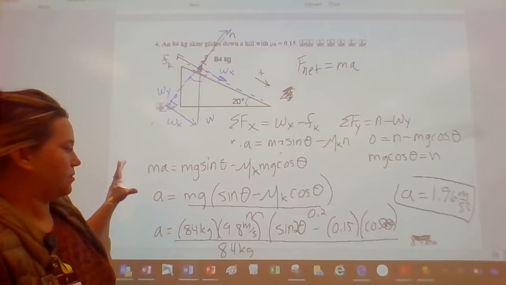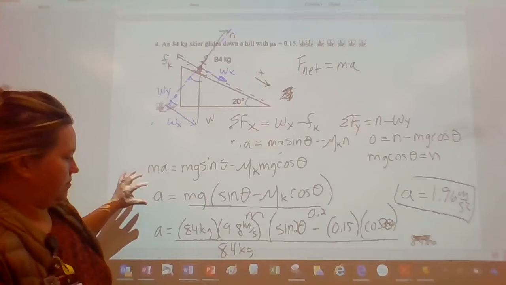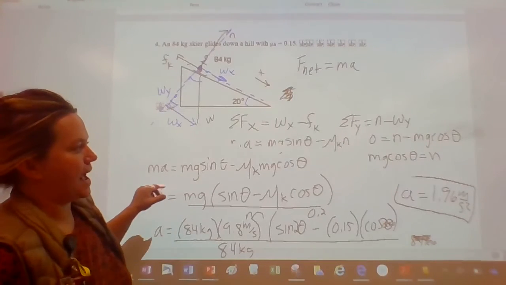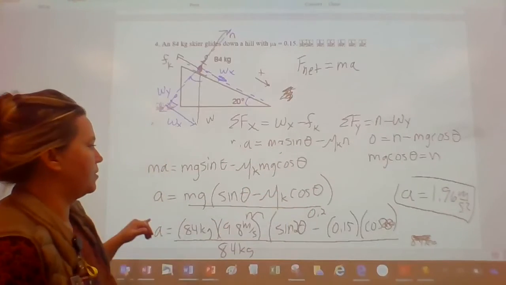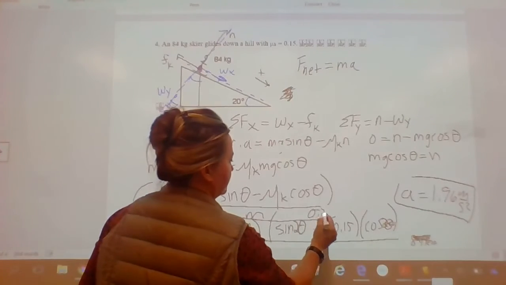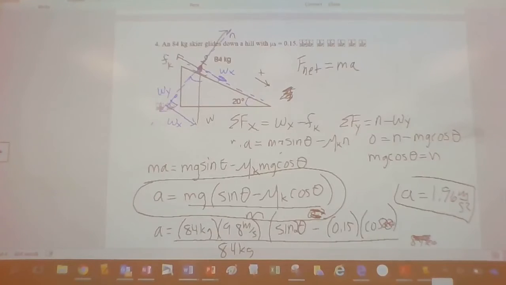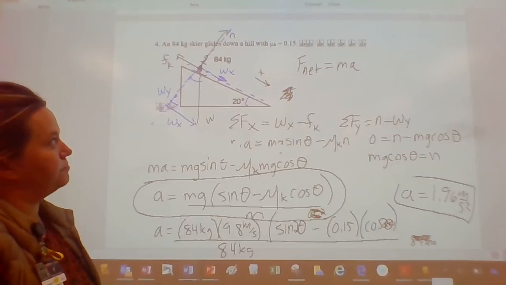This does become a pretty big equation, but all you're really doing is getting a solvable equation all in one step. You could go back in and solve for pieces and put the numbers together, but ultimately this is really what we're after here. Right? That equation, A is equal to mg times the product of sine theta minus mu cosine theta, all over m.